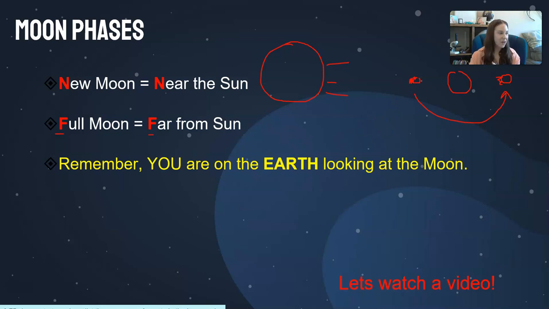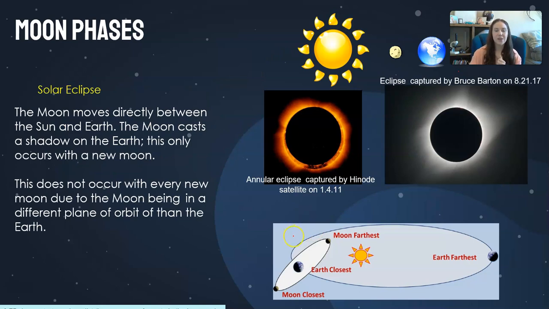Now I've got another little thing that I'd like to show you before we move on. Here we go. So solar and lunar eclipses can happen during the new and or full moon phases. Okay, so during the new moon phase is when we have a solar eclipse. We just had one recently, and we had one in 2023. This is a picture that happened in 2017. This is one that actually my dad took with his telescope. My dad's an astronomer. He loves this stuff.